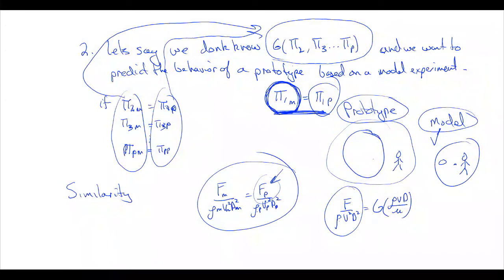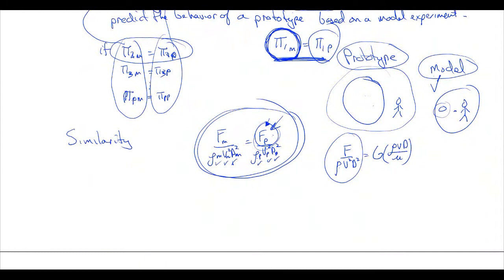We do an experiment on a basketball-sized ball, and we know all of the things like the density, the velocity, the diameter of all of our things. The only thing we don't know is the force on our prototype, the force on our gigantic ball. And as long as we match our Reynolds number for our model and our prototype, then we know that these two parameters are equal and we can solve for FP. So that's super useful. That's called similarity. Similarity is matching all of these pi groups. And we'll talk a little bit more about that later.